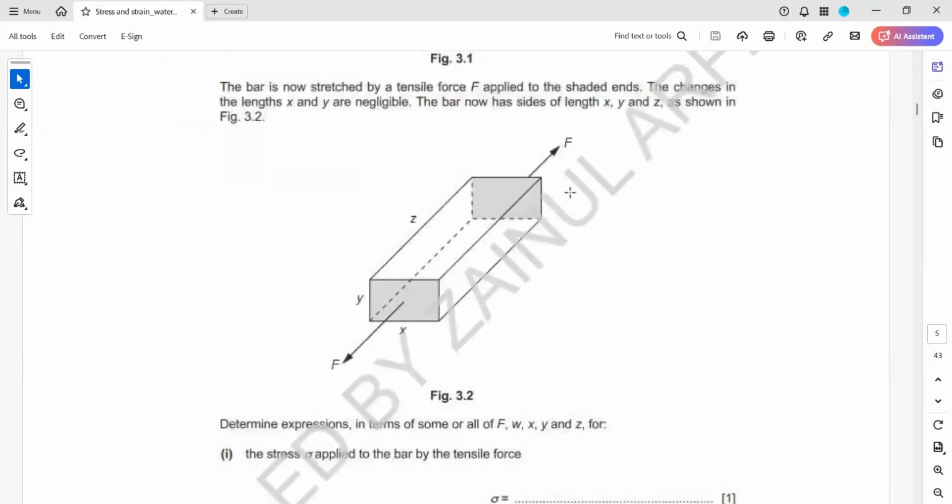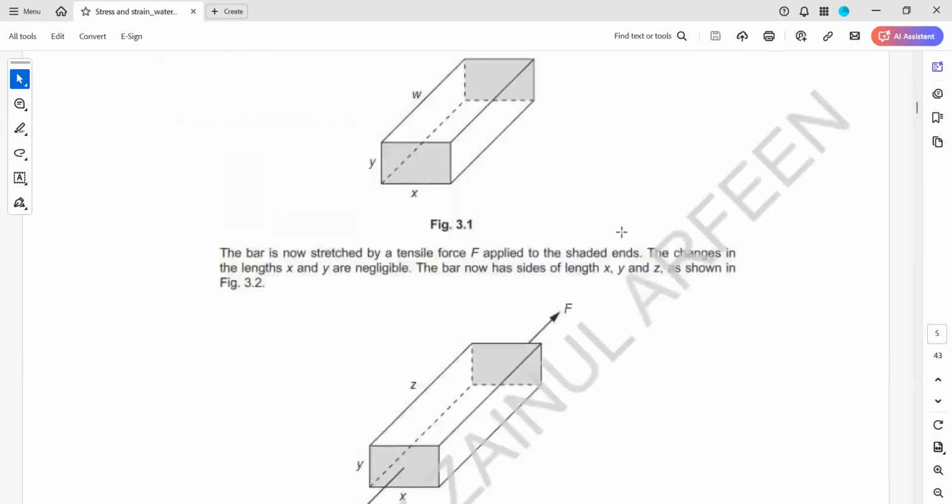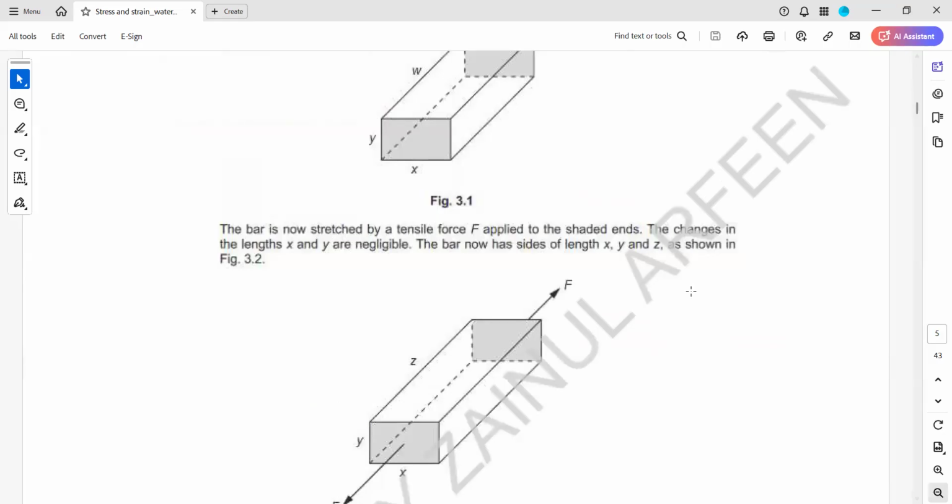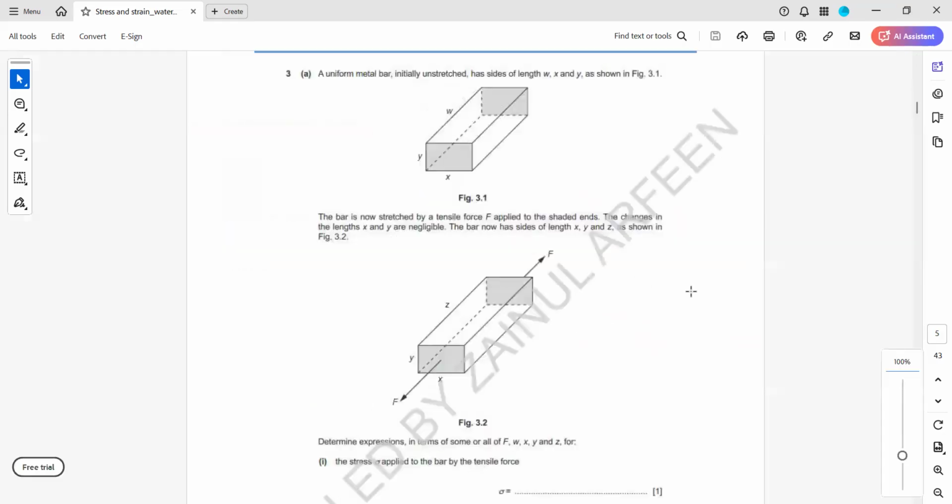Determine the expression in terms of some or all of F, W, X, Y, Z for stress, strain, and the Young's modulus. So if I need a stress, what should be the expression? Stress is force acting on unit area. What about the area? We take the cross-sectional area in this case. So X and Y, the product of X and Y, will be the area, or Y and X, same thing. So it will be X times Y.